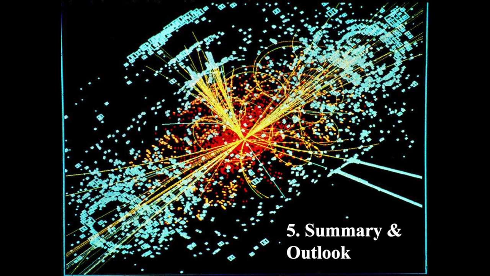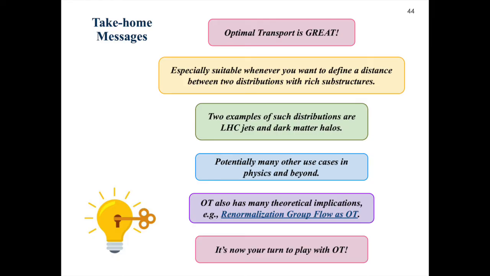So that concludes my 2 use cases of optimal transport in high energy physics. Let me summarize a few take-home messages. Hopefully you now agree with me that optimal transport is great. Whenever you have 2 distributions whose substructure contain essential physics, you should consider using optimal transport to equip the space of your distributions with a metric. It will help you in many different settings.